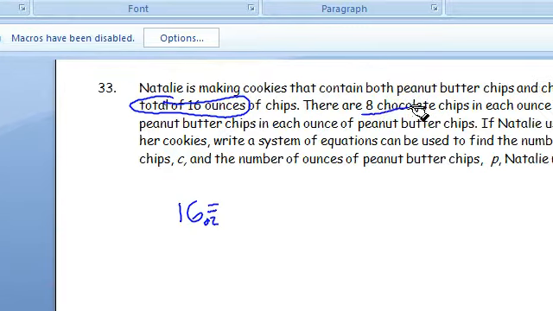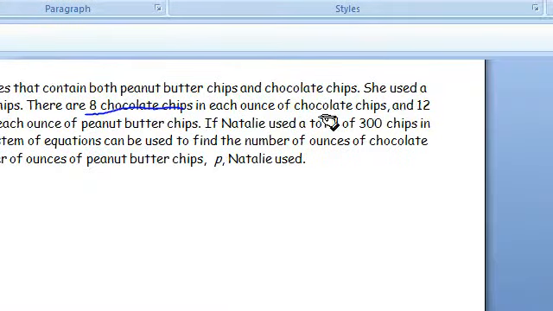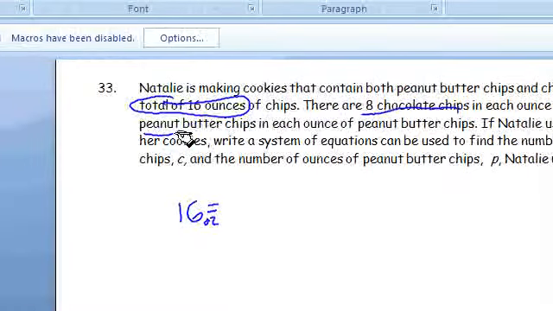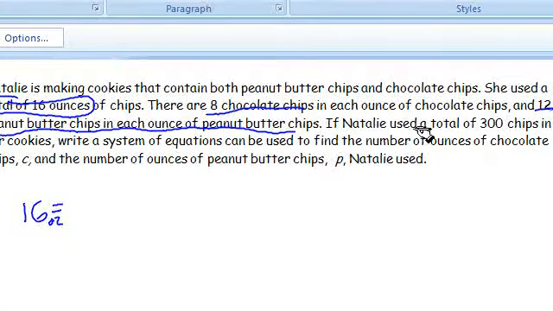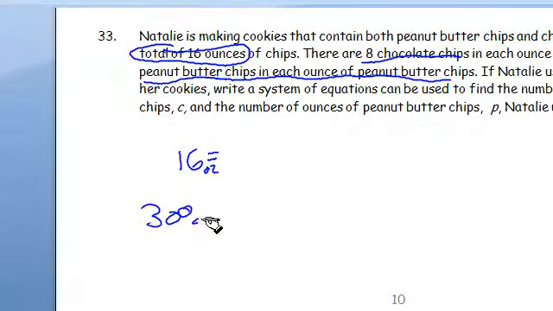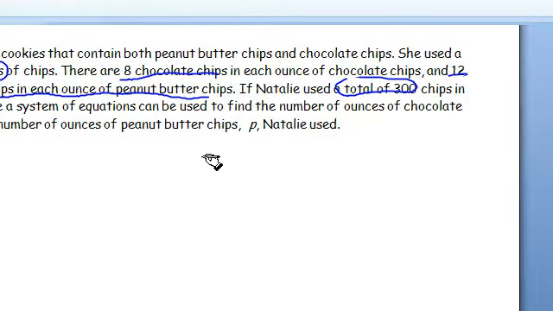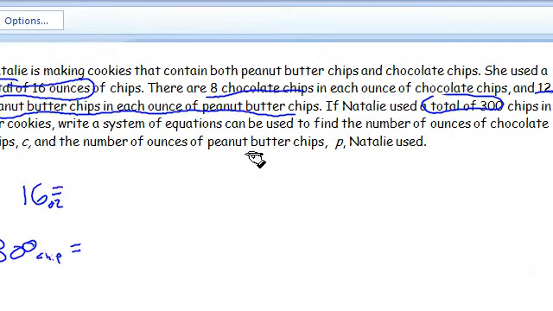There are 8 chocolate chips in each ounce of chocolate chips and 12 peanut butter chips in each ounce of peanut butter chips. If Natalie used a total of 300 chips, okay, so 300 chips is going to be the other total in her cookies. Write a system that can be used to find the number of ounces of chocolate chips and the number of ounces of peanut butter chips she used. So we're just going to set up the system. We don't have to solve it.